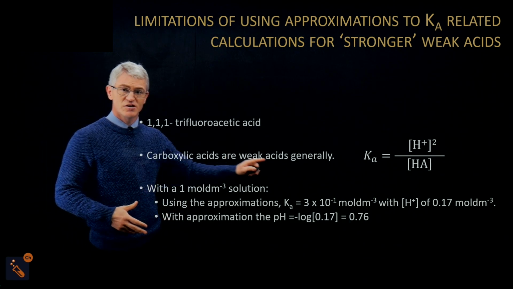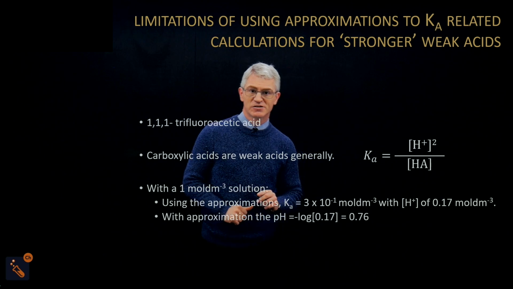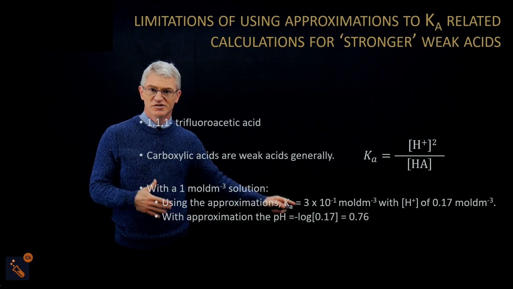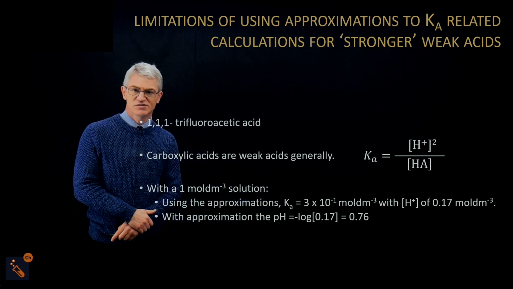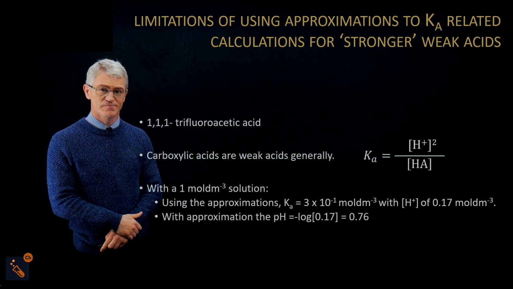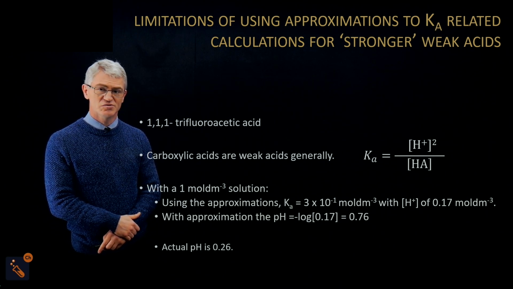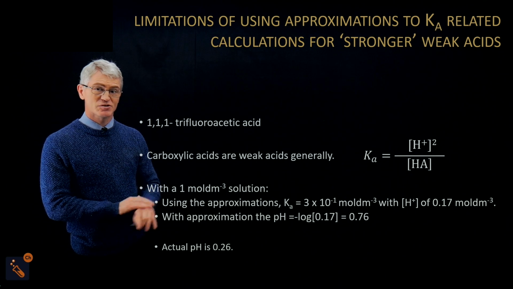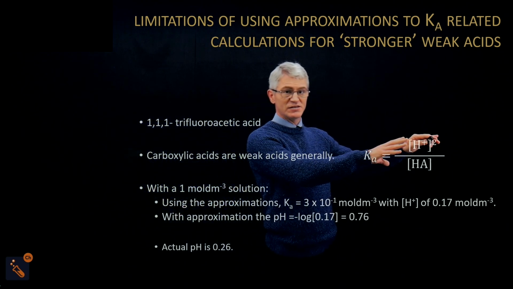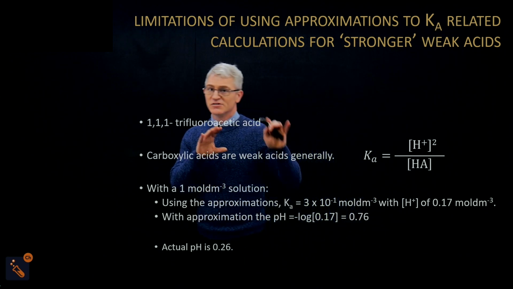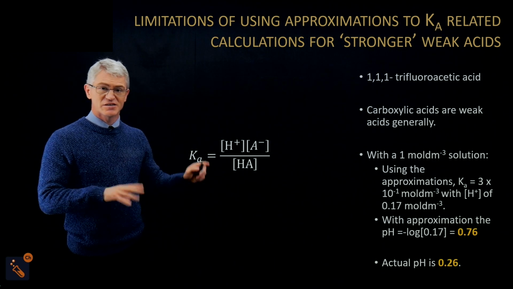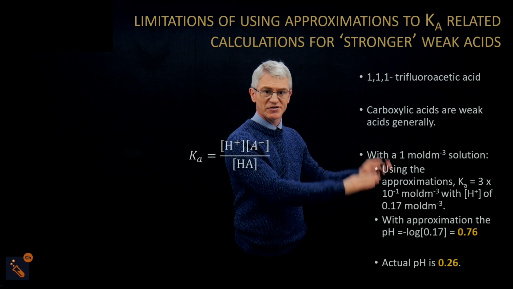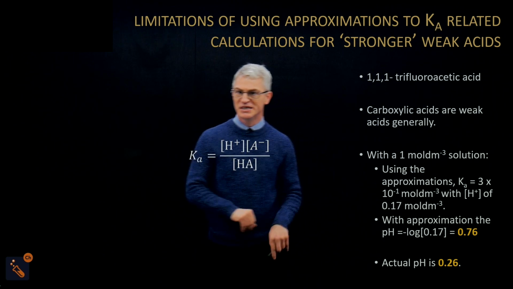So using approximations of the Ka value and an H plus value here, and then squaring the H plus, in your calculations you can get a pH of 0.76. Now that's really quite strong. The actual pH is 0.26. Those different values mean that the approximations you make, that this is the same concentration and this doesn't dissociate, don't work for stronger weak acids. Otherwise this number would be the same. The pH with the calculation would be the same as the actual pH with a pH meter.